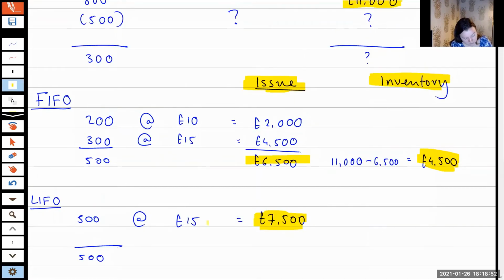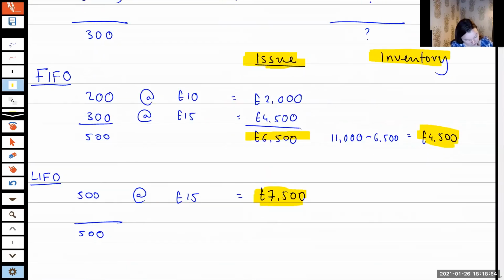But the inventory valuation, well, they had £11,000 overall. We're now saying under LIFO that they have issued 7,500, which means 11,000 minus 7,500. There are £3,500 of inventory under LIFO. That's what we're going to do with LIFO. Just gone to the last receipt into our stores.